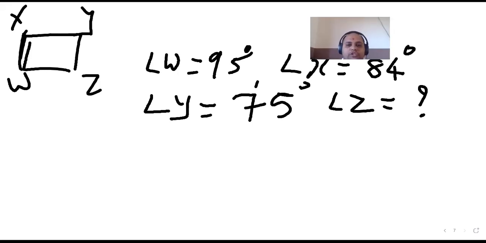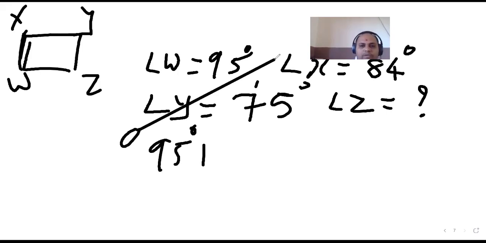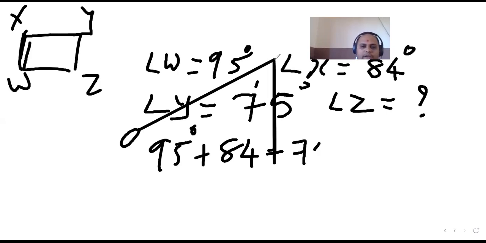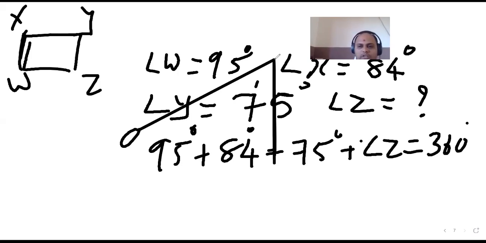So 95 plus 84 plus 75 plus angle Z is equal to 360. So we have to add all these three.